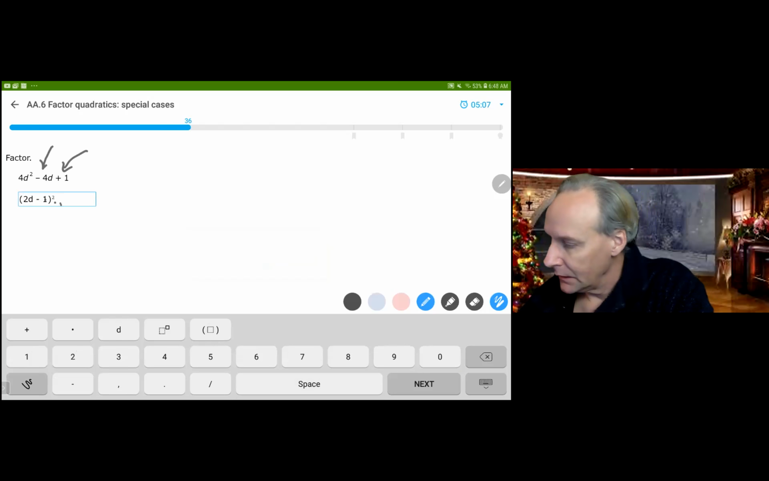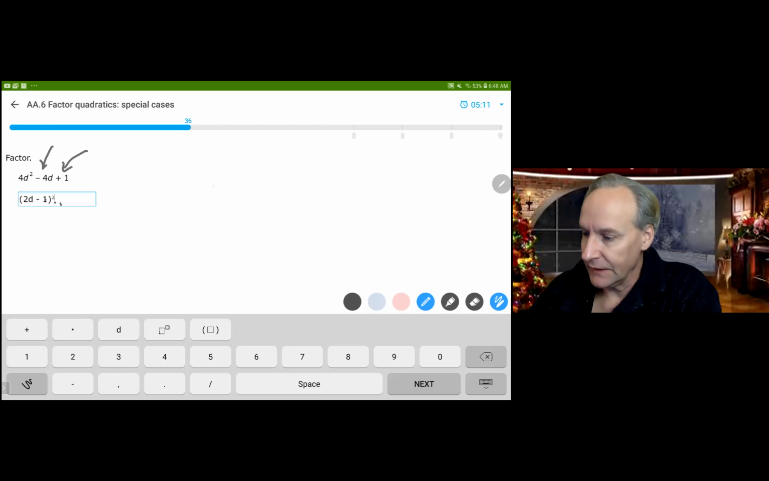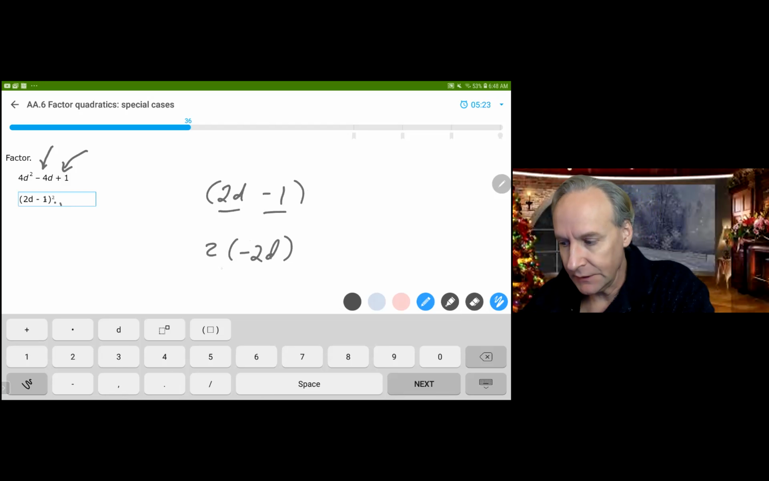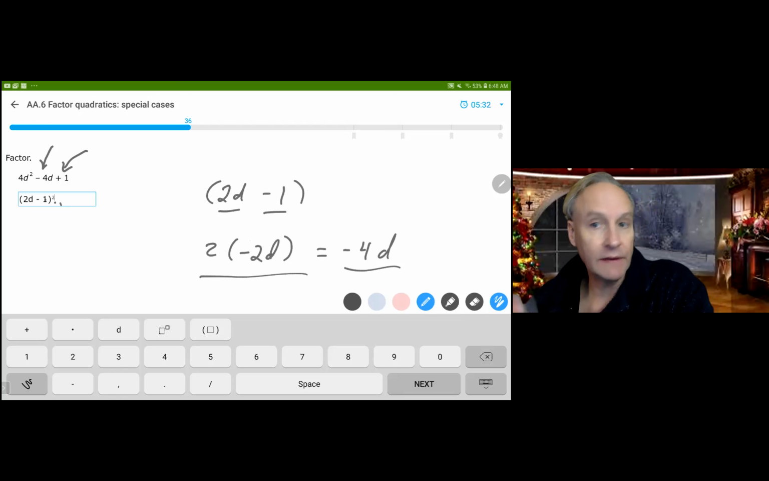Some people ask me the product of what squared? Well, if you take the 2d and you take the minus 1 and you take the product of those two terms, you get negative 2d. Well, when you double that product, you get your middle term. That's the pattern I'm talking about. And that middle term is negative 4d. So anyway, there it is. That's the product I was talking about that gets doubled.